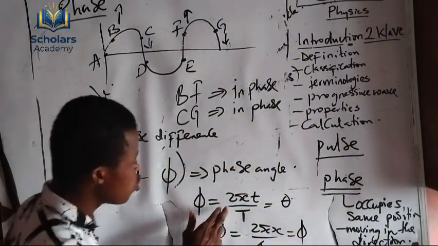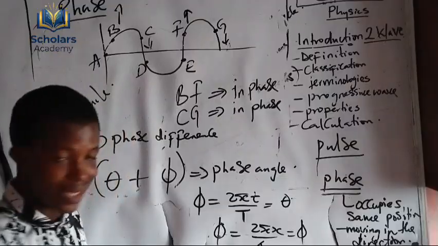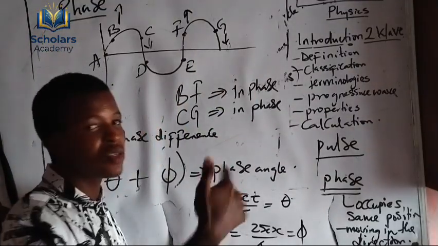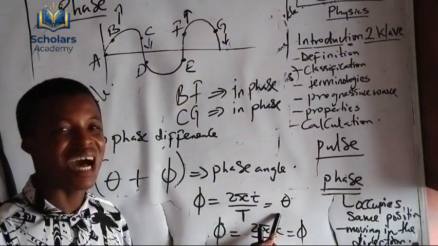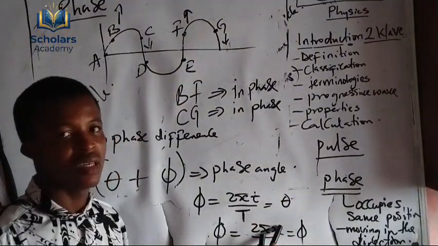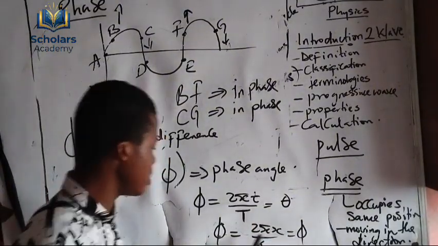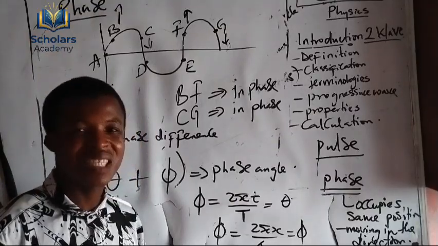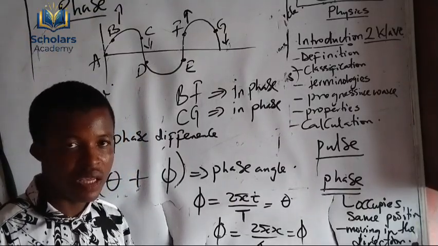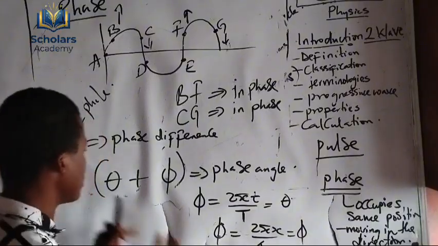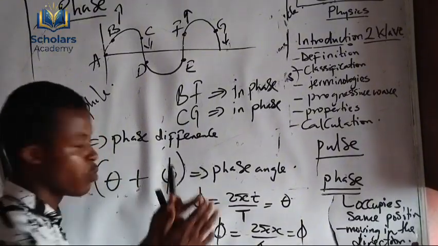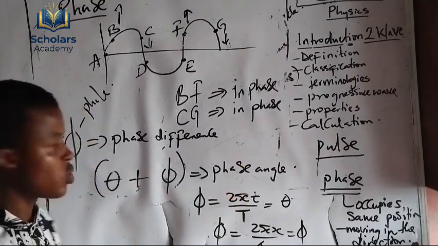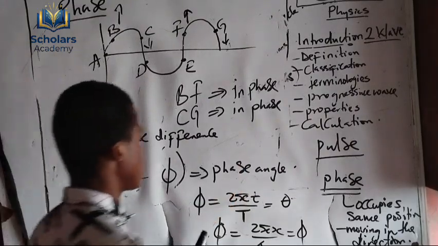So that means if I say 2 pi t over capital letter T is a phase, but that phase is in respect to time. Since it's in respect to time, we take it as angular displacement. But if it's in respect to displacement, that's the phase difference or phase angle. So don't forget, this theta and phi, both of them can still be your phase angle. Now let's take it bit by bit.